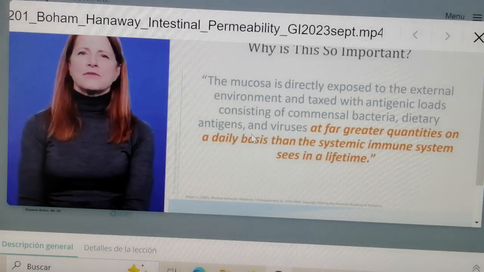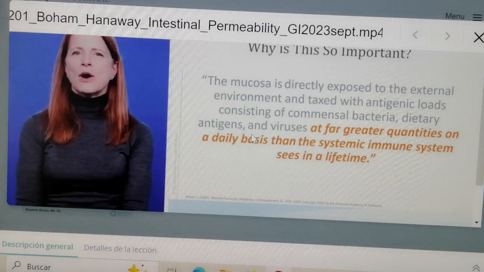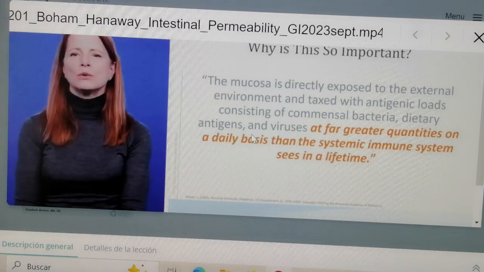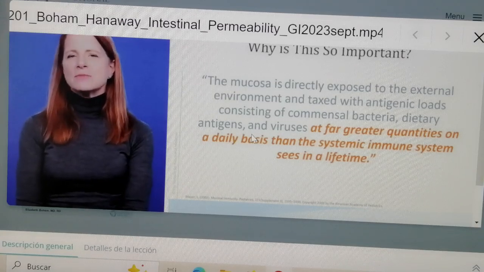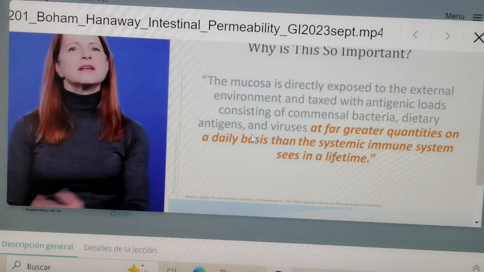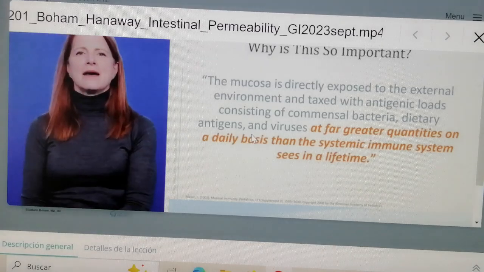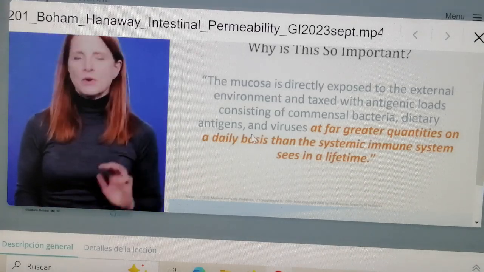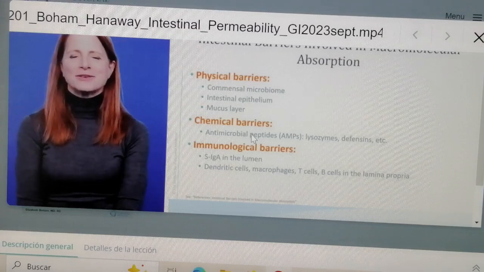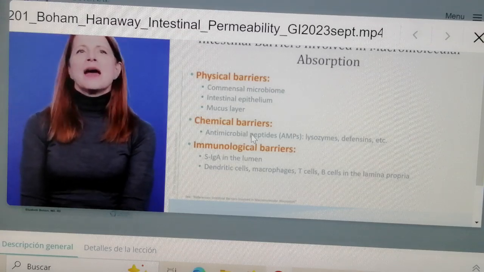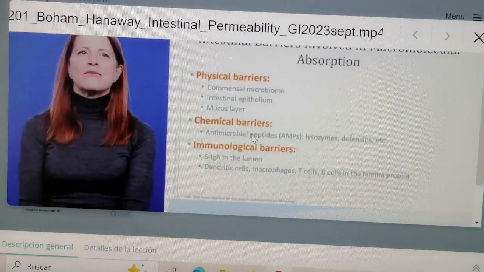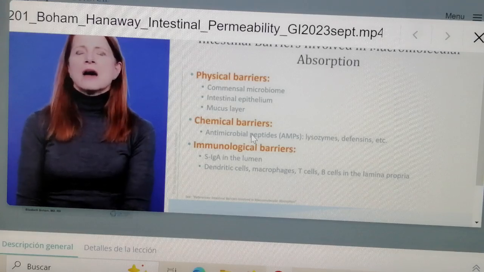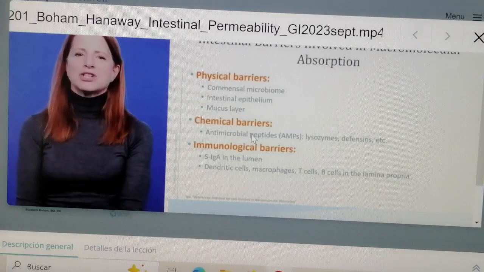That food is full of antigens in the food particles, as well as bacteria, molds, viruses. And the immune system in the gut has to really decide what is okay and what is not okay. And so it has a lot of work to do. We want it to be doing the work as correctly as possible. And that barrier is made up of a physical barrier, a chemical barrier, and an immunologic barrier.